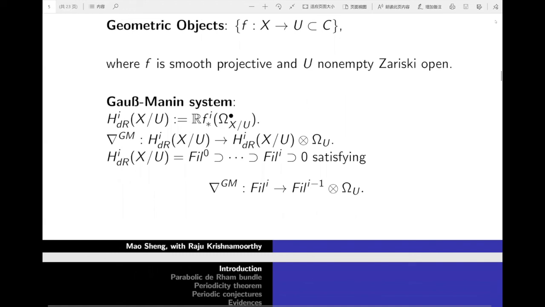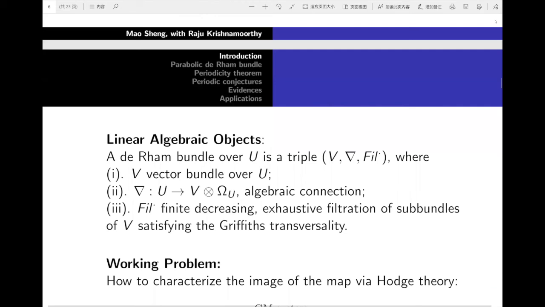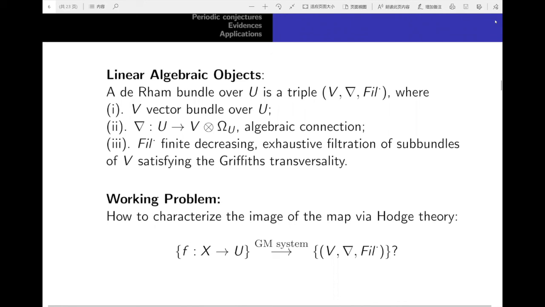Okay, so now I'll put this into an abstract notion. I call a Dirac bundle over U a triple, which consists of a vector bundle over U and a flat connection, where everything is algebraic already. Here's a typo: it should be V goes to V tensor omega U. And the third piece is some finite decreasing exhaustive filtration by subbundles of V, satisfying the Griffiths transversality.